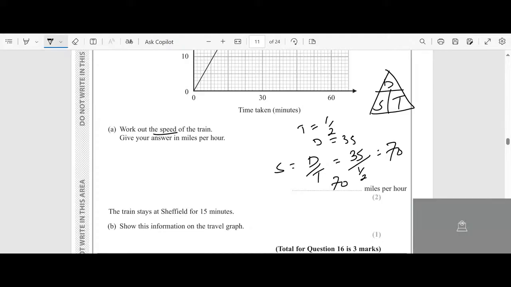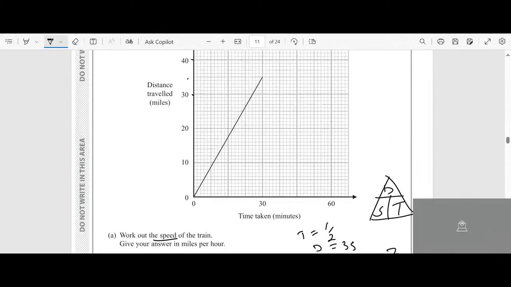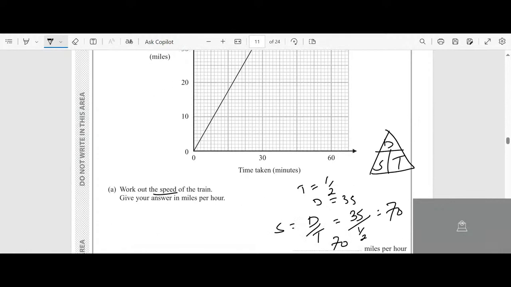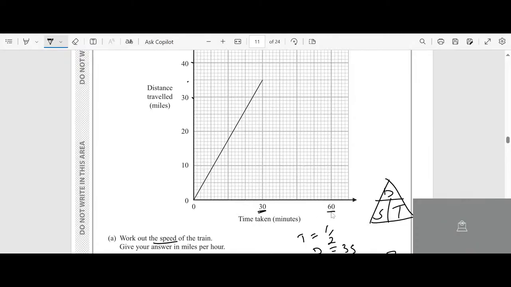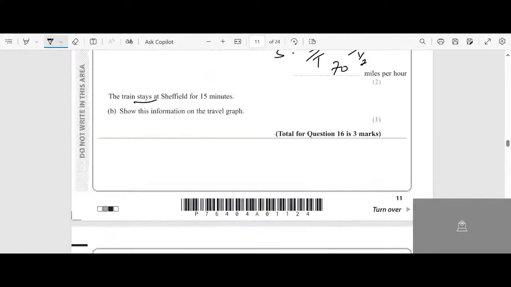Now the train stays at Sheffield for 15 minutes. Show the information on the graph. Now, if something is at rest, it is staying, it means that the distance is not moving. And we want to move it for 15 minutes. So if this is 30 and this is 60, what is the midway? 45. And indeed, 30 plus the 15 minutes that they stayed should give me 45. Therefore, this line should be moving using a straight ruler all the way to that point. That is how the graph should be completed.